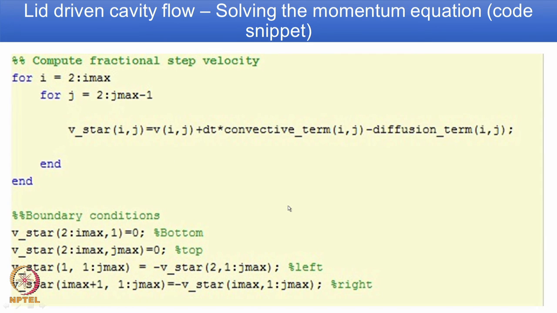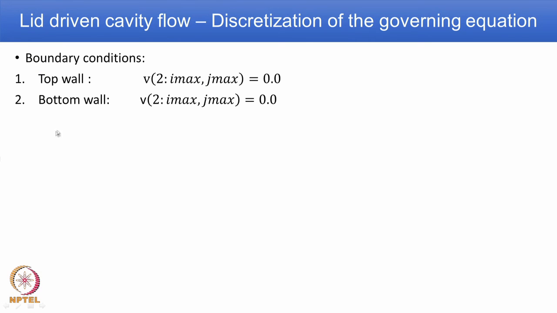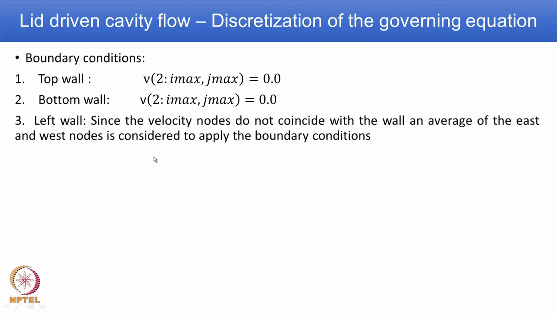As we did in the u momentum equation, as soon as we solve a particular equation by the discretization procedure, we need to enforce the boundary condition. We did that for u as the u star boundary condition. Similarly, we should do it for V star also. So, top wall: V, i from 2 to i max, and j max, equal to 0. Bottom wall: V, i from 2 to i max comma j max, equal to 0.